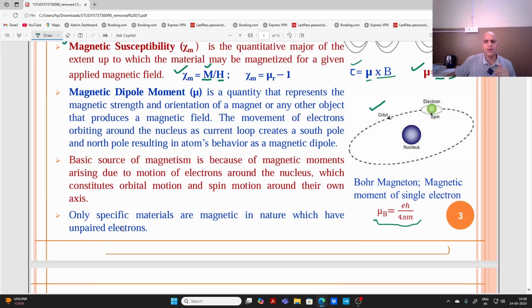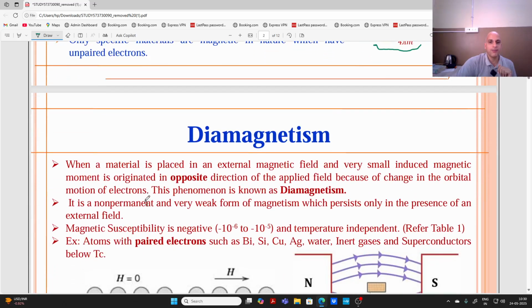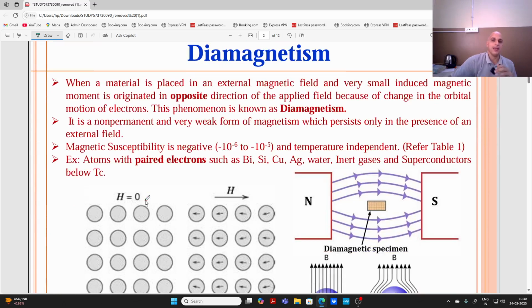It is the natural unit for the measurement of magnetic dipole moments of the atoms, right? Now I am coming to the first case, that is diamagnetism. So you have learned from your 12th class what diamagnetism is.